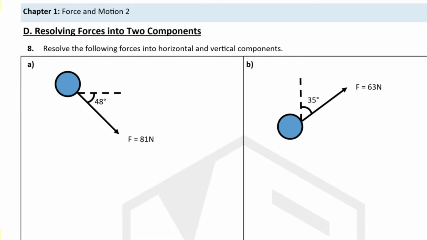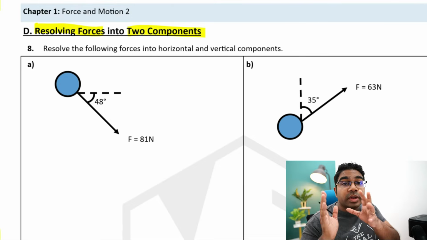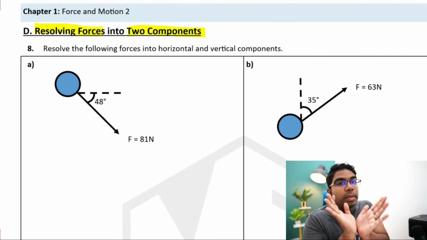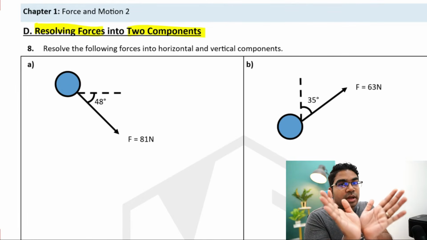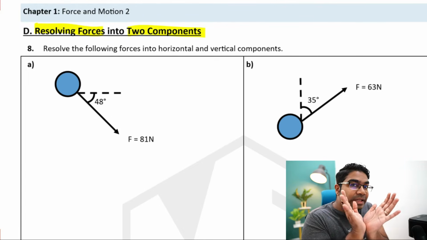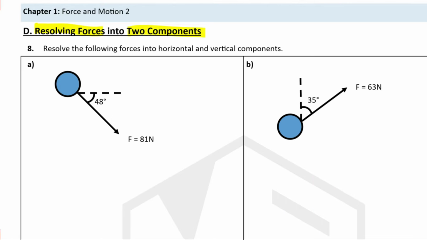Resolving forces into two components. Remember from our definition earlier, resolution of forces is resolving forces into two perpendicular components. The forces that are components of the original force must be 90 degrees with each other. Let's try 8a. Resolve the following forces into horizontal and vertical components. The force here is 81 newtons. You can see the angle with the horizontal is 48 degrees. So we will have one horizontal component, I'm going to call Fx, and then we will have another vertical component downwards, Fy.